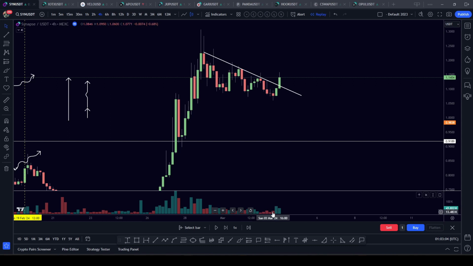So in that sense, you could enter this trade. But if you're looking at it bar per bar, you won't. Let's go to the next candle.